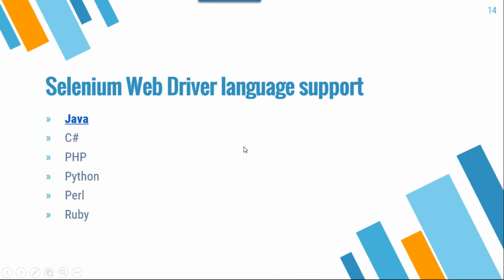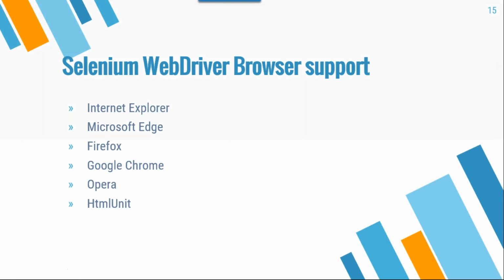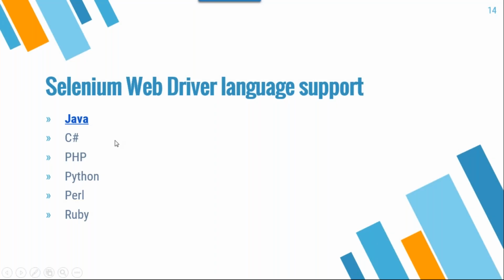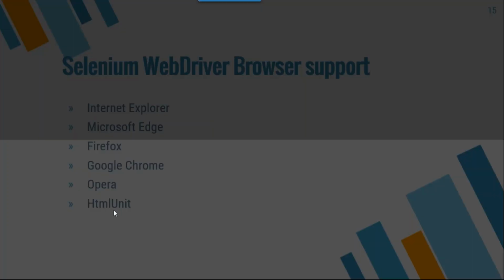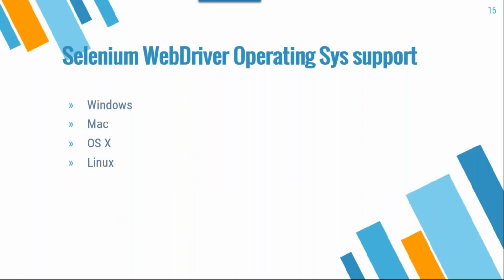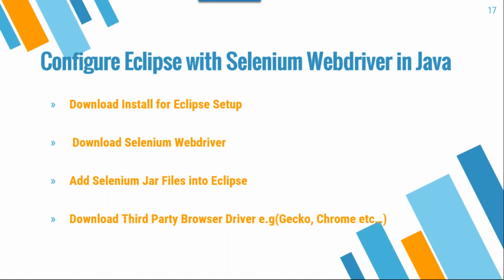Now, Selenium languages, right? Yesterday we discussed Java, C Sharp, PHP, Python, Perl, Ruby, and all those, right? And this is all our operating system. And now the starting one.